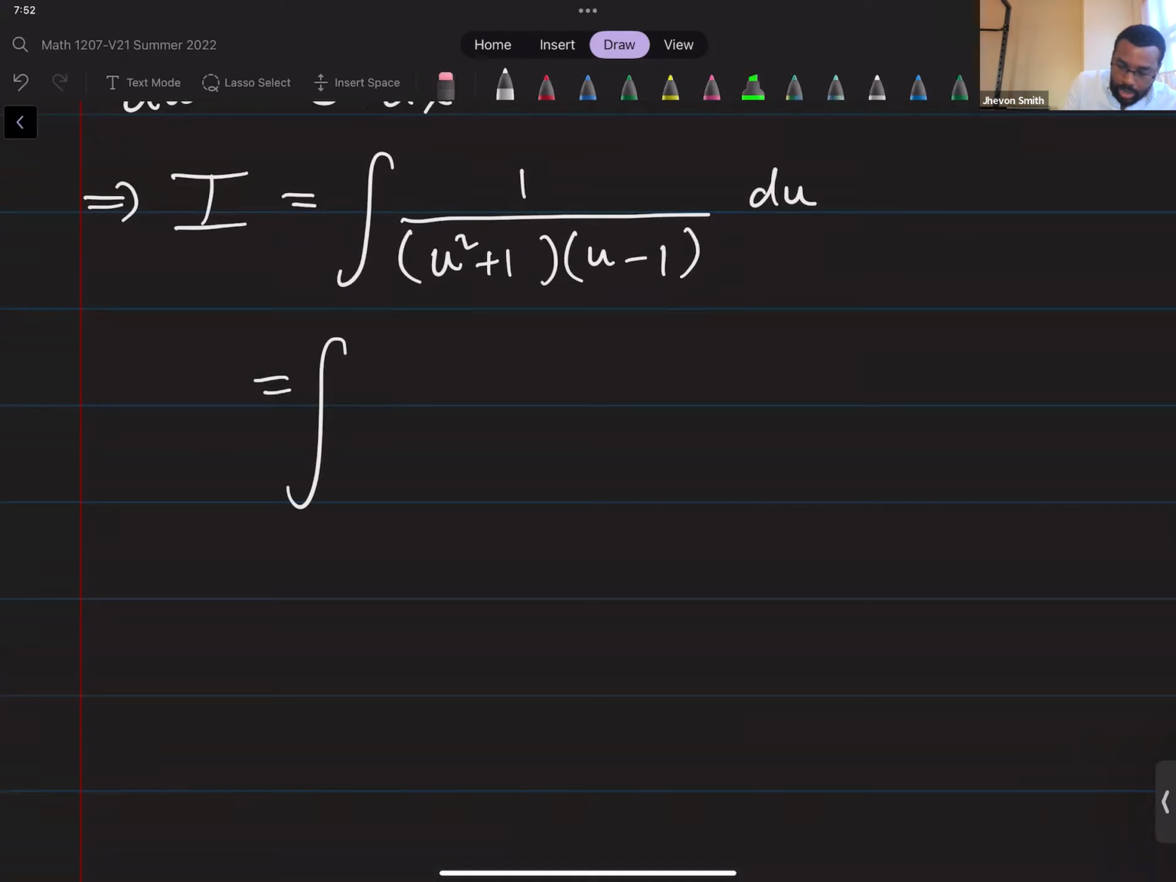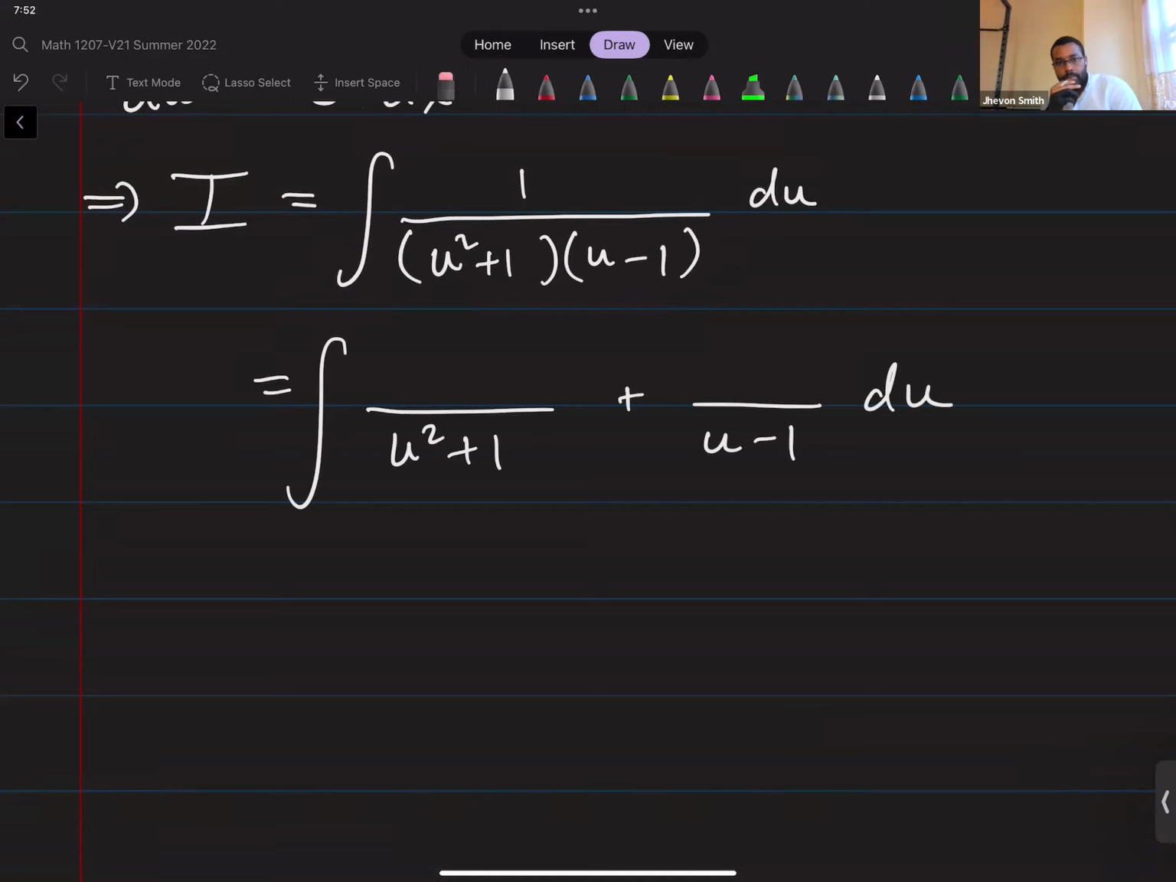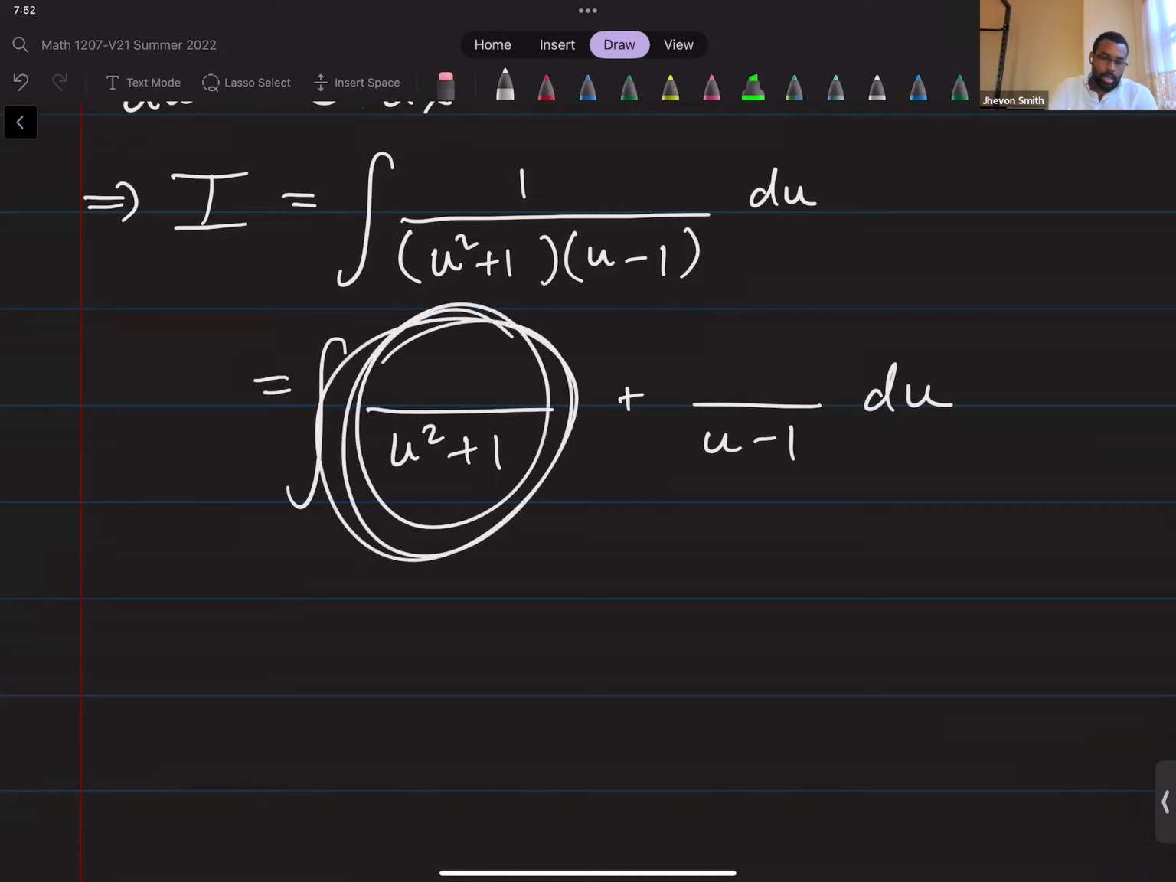Now this is going to be those are the factors, because u squared plus 1 cannot factor further. What are the numerators here? What is the numerator of this guy?